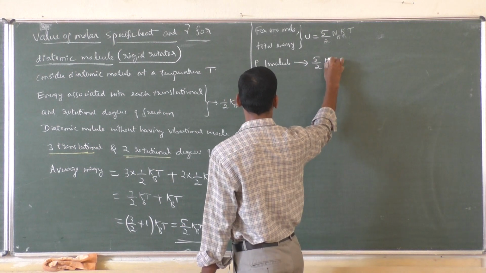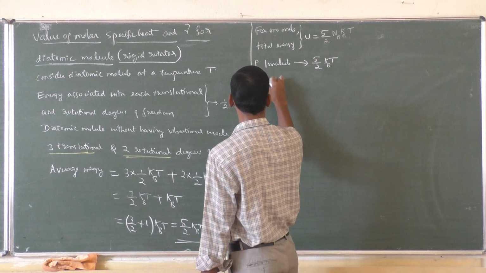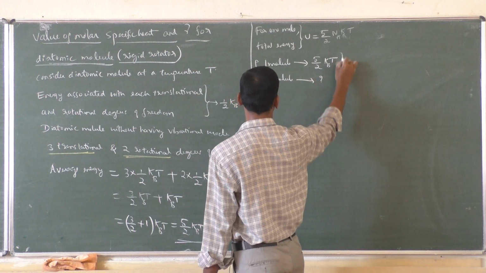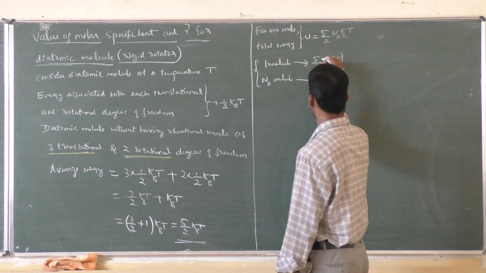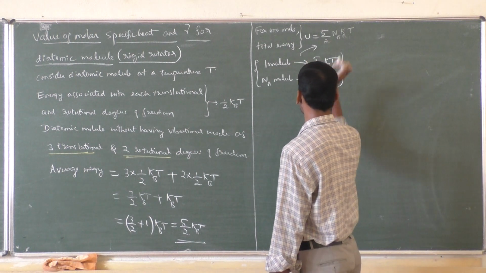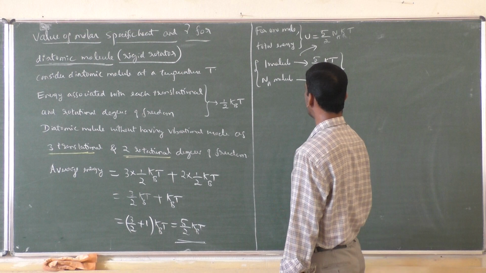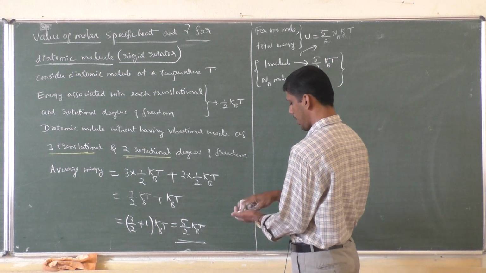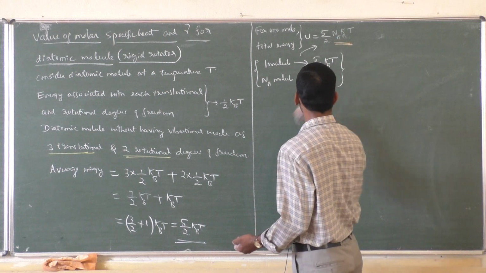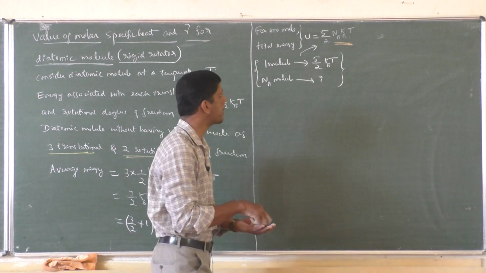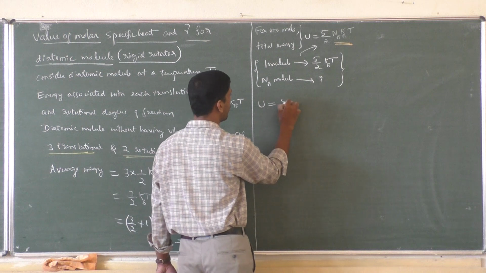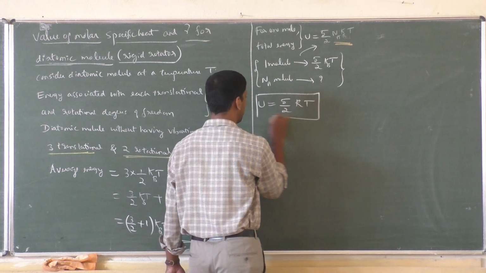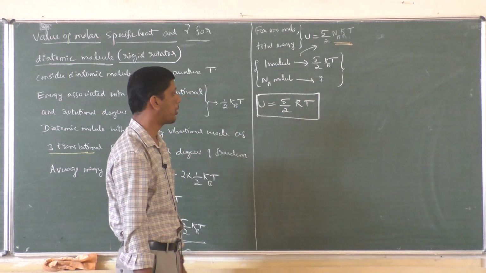1 molecule has average energy 5 by 2 kBT. And if we consider Na number of molecules, where Na is the Avogadro number, for this number of molecules what is the energy? On cross multiplying we get the required term. So for 1 mole the total energy is 5 by 2 Na into kB into T. And what is Na into kB? Na into kB is R. So U should be equal to 5 by 2 RT. You have to remember this formula.